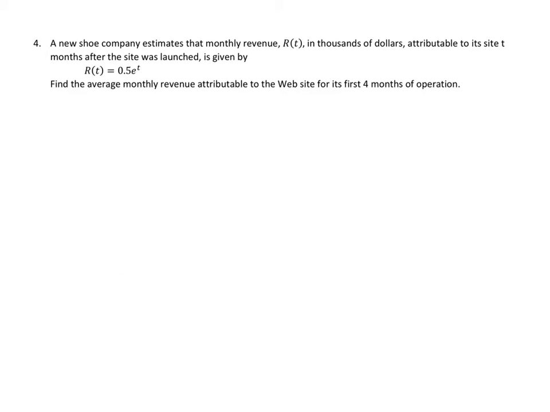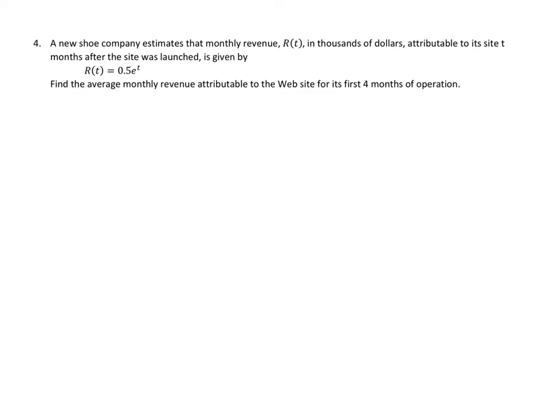A shoe company estimates that monthly revenue, R(t), in thousands of dollars attributable to its site t months after the site was launched is given by R(t) equal to 0.5 times e to the t. We want to find the average monthly revenue attributable to the website for its first 4 months of operation.